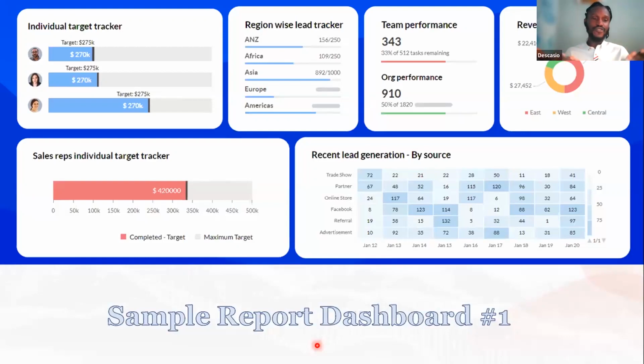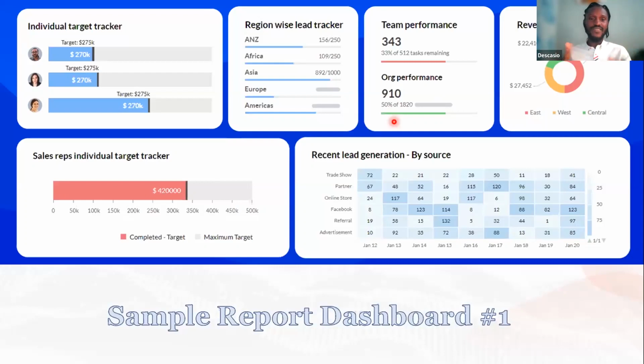Imagine having this in front of someone that wants to make a decision in terms of the performance of the entire organization. At first glance, if I come down to the team performance section, I can really see that the organization's performance is 910 out of 1820, which means I have 50% performance of the whole organization. Now, the first question from looking at this is: is this good enough for my organization? Then it starts to pose further questions.